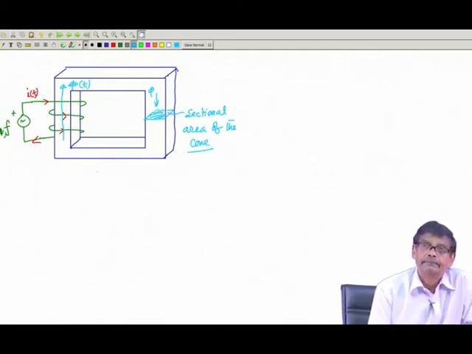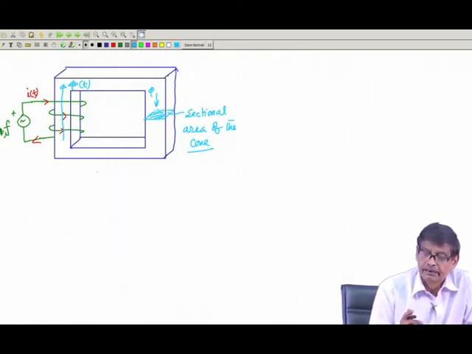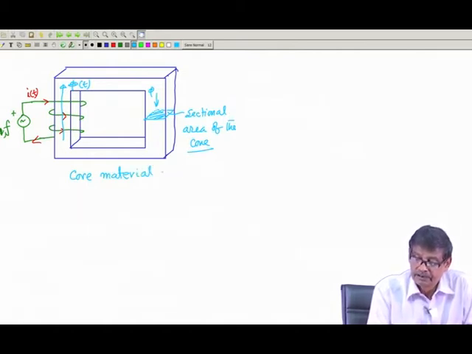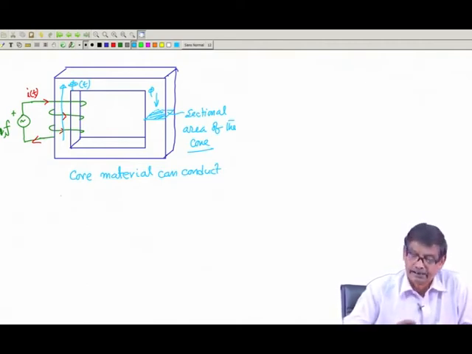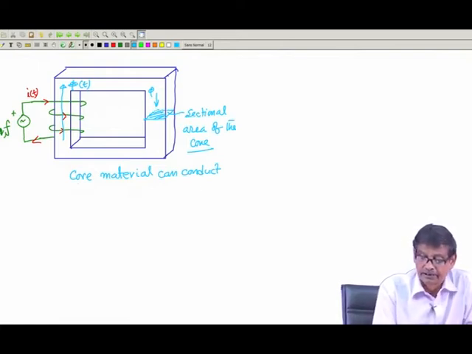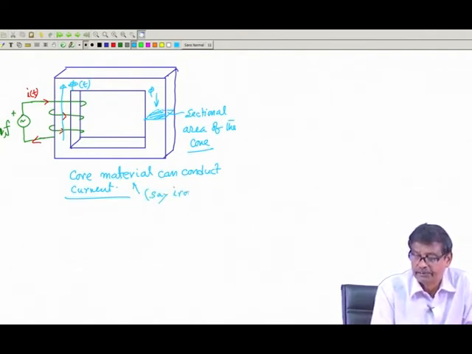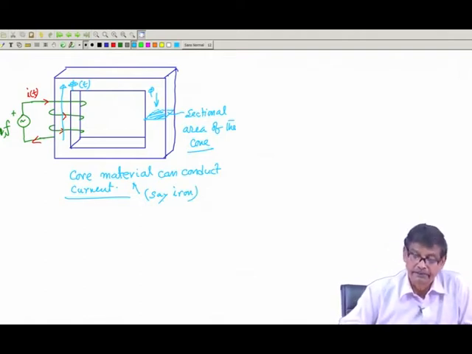Mind you, the core is, say, a ferromagnetic material made of iron, and it is solid like this, and this core material is also conducting. Core material can conduct electricity, because iron, though not a good material like your copper, also carries current, it can allow current to flow. Core material means say iron or ferromagnetic material. So, they are conductors of electricity.